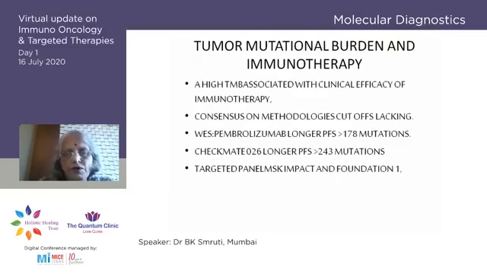Of course, I won't go further into the details because, as I said, it still remains an investigational tool. A high tumor TMB is associated with clinical efficacy of immunotherapy. There is no consensus today on the methodologies and the cutoffs. And when whole exome sequencing was used, there was data on pembrolizumab where there was a longer PFS. The CheckMate 026 also showed longer PFS, but you can see that the cutoffs are varying. Next slide.